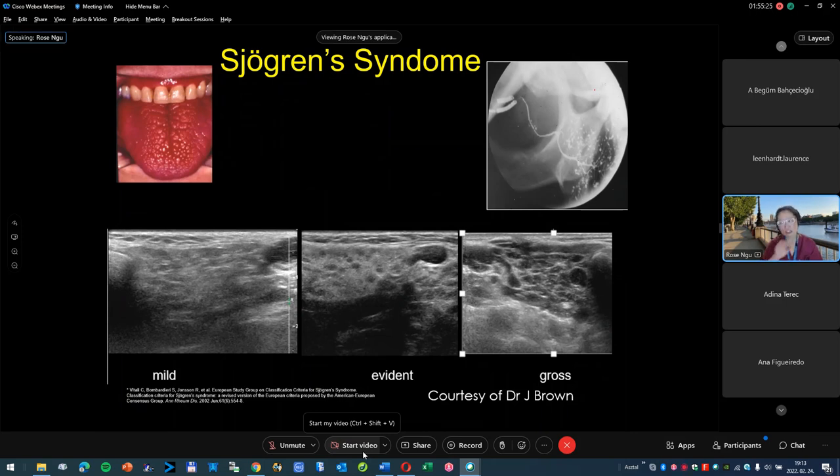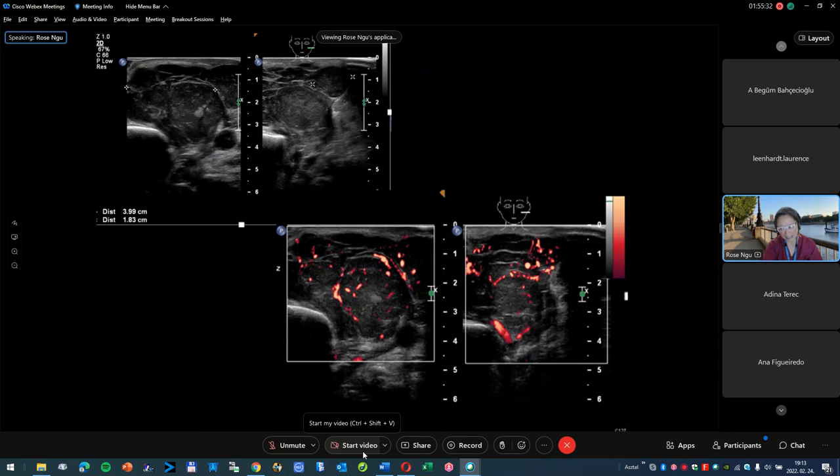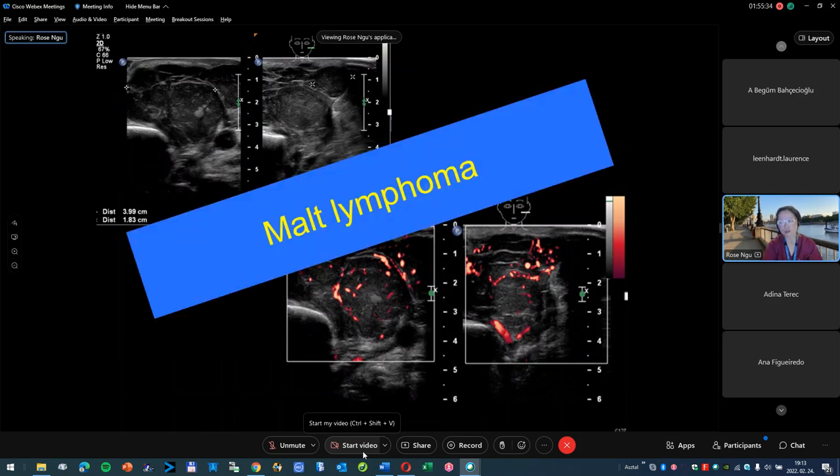They have Sjögren's early in life. Remember what I said about the juvenile parotitis? Very early in life, they are developing MALT. They can develop MALT lymphoma, and therefore we see them quite regularly on a yearly review.